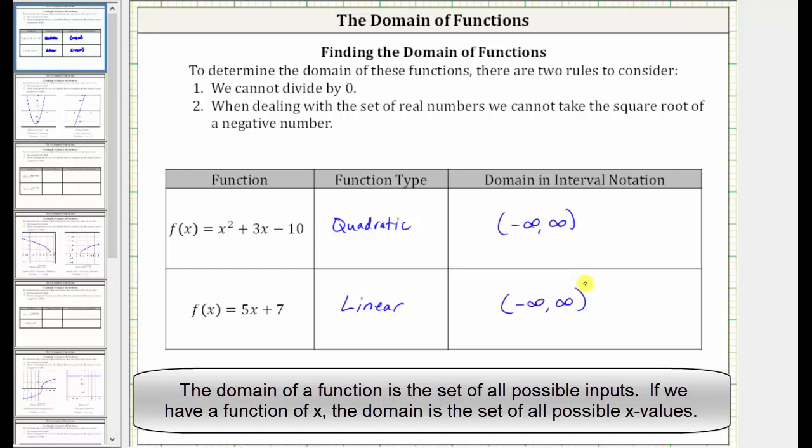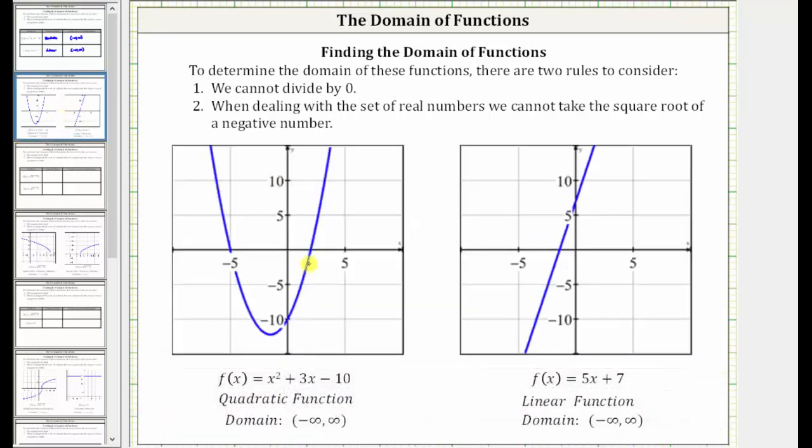If we take a look at these two graphs, because the domain is a set of all possible inputs or x values, we find the domain along the horizontal or x-axis, and because this graph moves to the left and right without any holes or breaks, this does verify the domain is all real numbers. So this would be the graph of the domain of the given function. And the same thing for the linear function. It moves to the left and right without any holes or breaks, and therefore the domain is all real numbers.